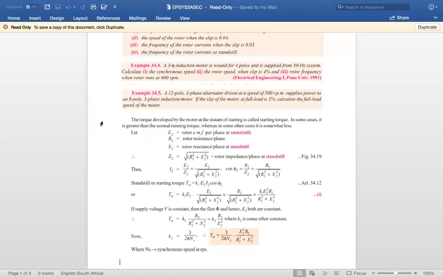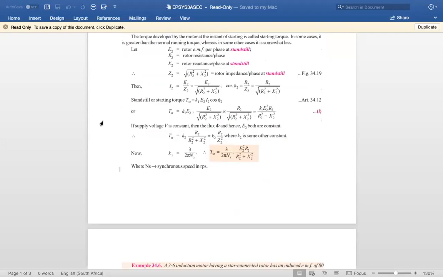Then let's look at the torque developed by a motor at the instant of starting. E2 is the rotor EMF per phase at standstill. And then we have the rotor impedance at standstill. It is the square root of R squared plus X squared. You can also calculate it as R plus jX in polar form. And then I2 is E over Z, and cos phi is R2 over Z2.